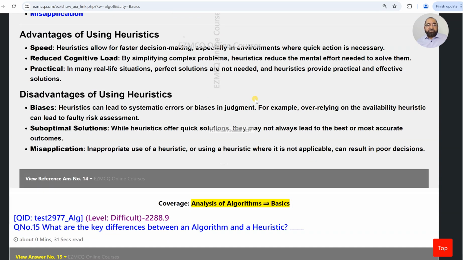The disadvantage of heuristics is that they lead to systematic errors or bias. Over-relying on heuristics. Okay. Faulty risk assessment. So you experience this, a black cat crosses your path, and you say that now it's not a good day to go out, or something like this. There are also suboptimal solutions. There is no guarantee that the solutions are optimal, and they may not always lead to the best solution. They could have led to best solutions prior. And misapplication: using a heuristic where it's not applicable can result in bad results.